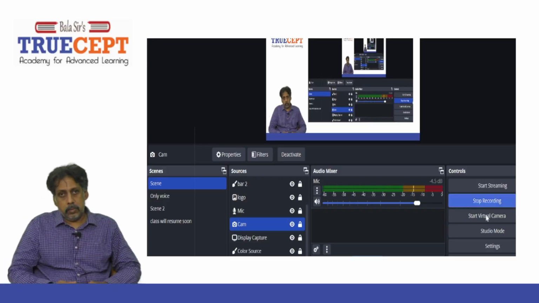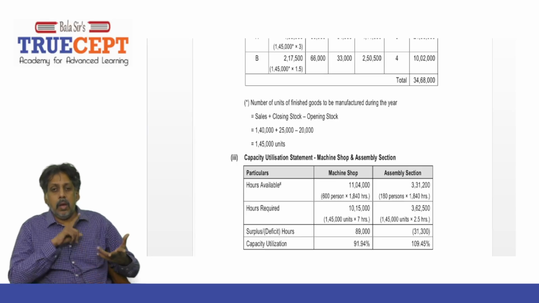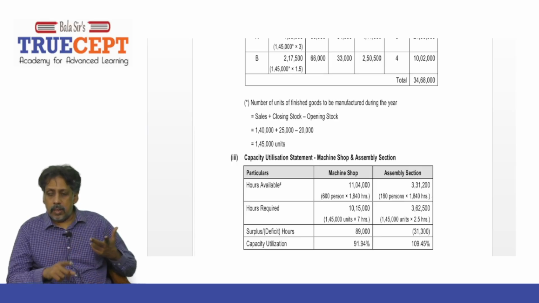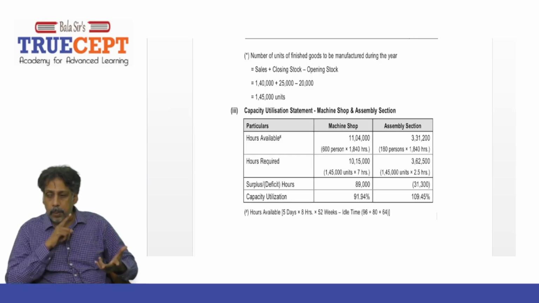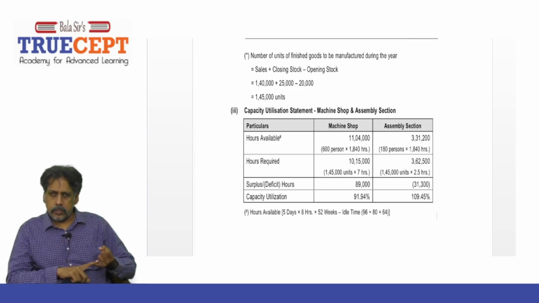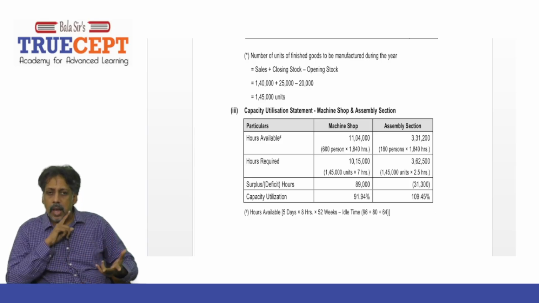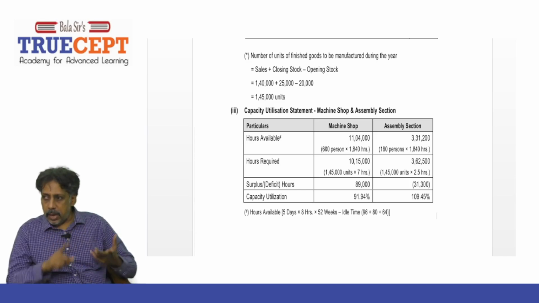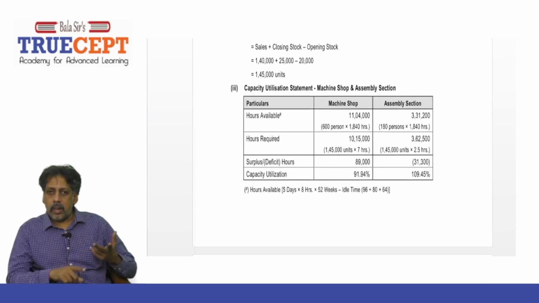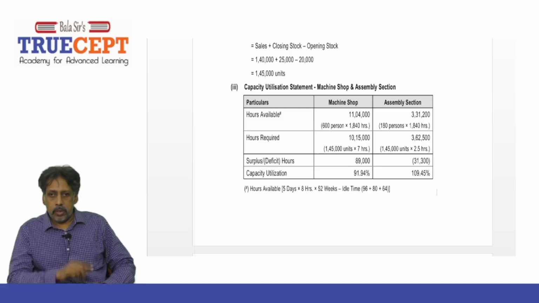Okay, now we're going to take on the last subdivision, where you've been asked to find the capacity ratio, or the capacity utilization percentage. For that, first of all, you have to calculate the actual hours that are available, which can be worked by these laborers in each of the two departments, and the hours that are required to meet this output. Is that fine? Yes, sir.